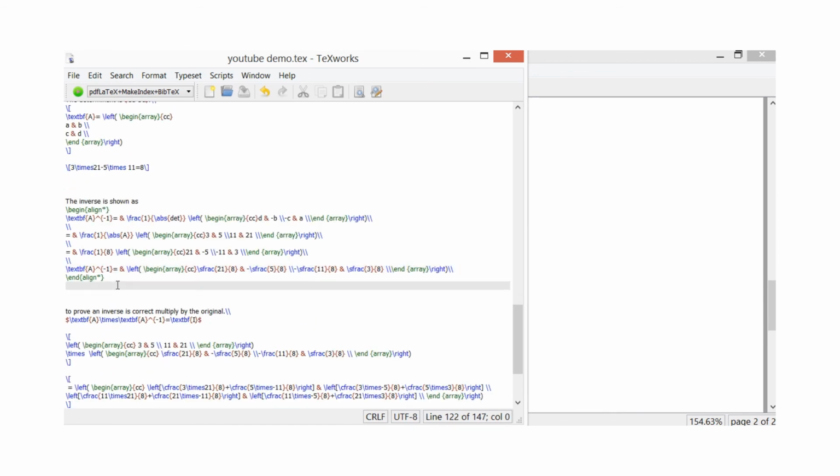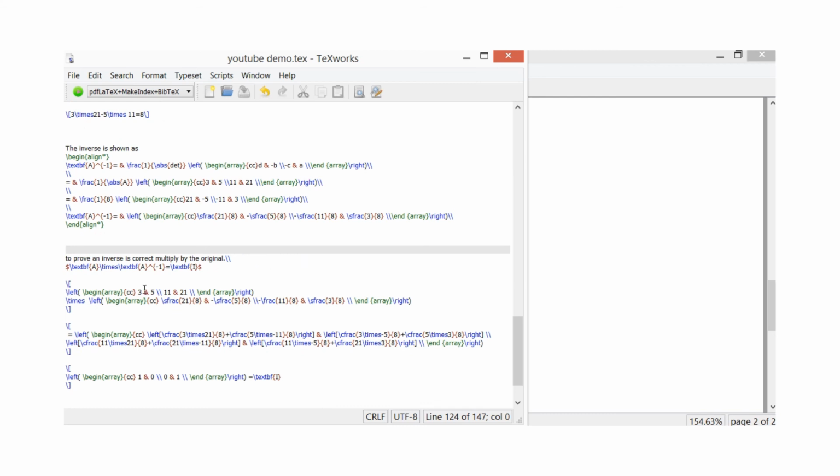And then, as always, with the \begin functions in the TeXworks, you have to end the align. So at the beginning here, I begin a line. Here, I'll end a line. And then again here, I've gone to prove the answer is correct. Pretty straightforward. I'll go through it slowly for you so you can see what I've written there. So I'm in text mode. To prove an inverse is correct, multiply by the original.